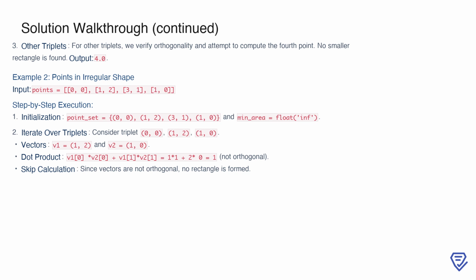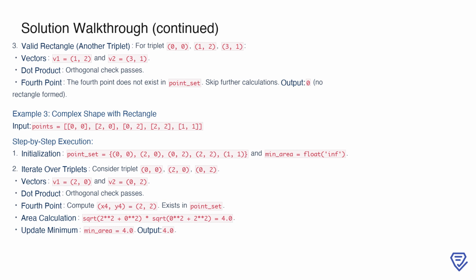In this second example, we eventually find a valid rectangle configuration with the triplet (0, 0), (1, 2), and (3, 1). The vectors v1 and v2 are computed, and their dot product confirms they are orthogonal. However, when we calculate the coordinates of the fourth point needed to complete the rectangle, we find that it does not exist in the point_set. This means no rectangle can be formed with this triplet, and we continue checking other combinations. Ultimately, for this set of points, no rectangles are found, and the output is 0.